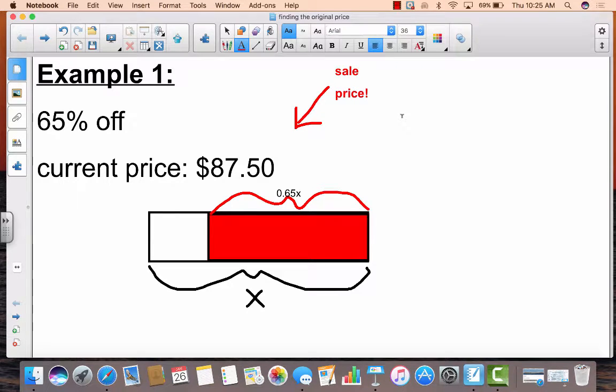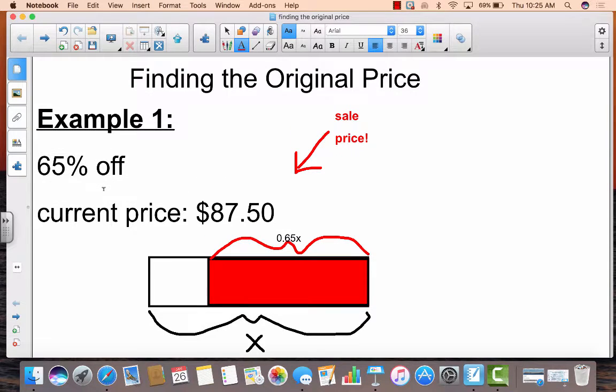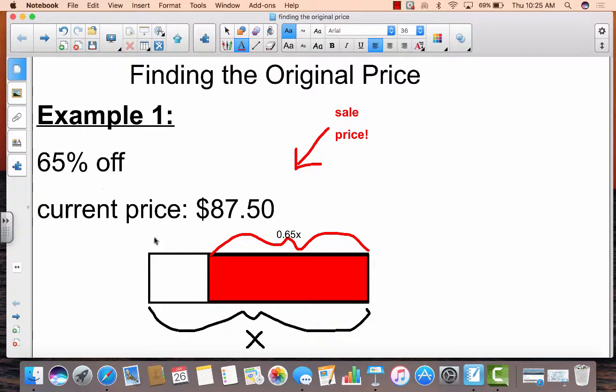In this video, we're going to continue learning about percents, but today we're going to look at a problem a little bit differently. I'm going to give you the percent off and the sale price of an item, and I'm going to ask you to figure out what the original price was. What I've given you here is a bar model showing you the situation. The full bar is the original price that we don't know, and the red section is the 65% off.